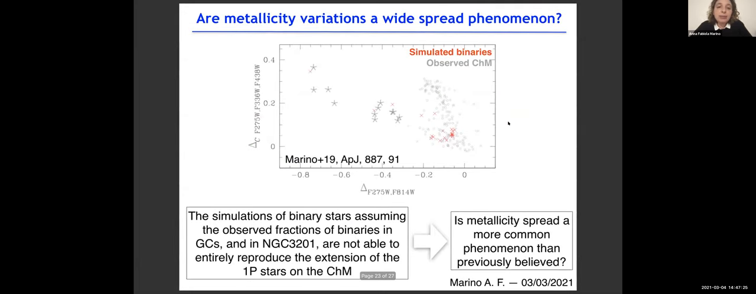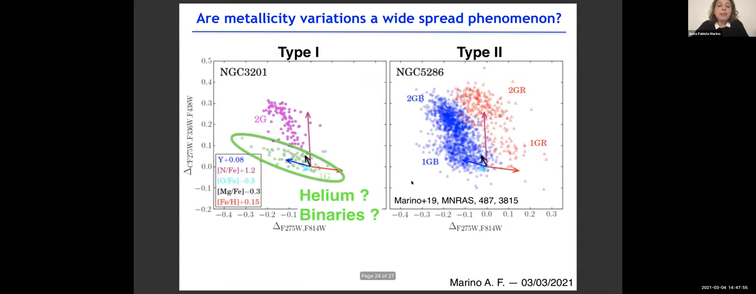Binaries, well, our simulation suggests that binaries occupy the lower values of the x-axis on the chromosome map. So binaries could be a good candidate to explain the elongation, but the simulations do not reproduce the observations because they cannot account for the large number of observed stars at the lower values of the x-axis of the chromosome map. So maybe a combination of binaries and metallicity.